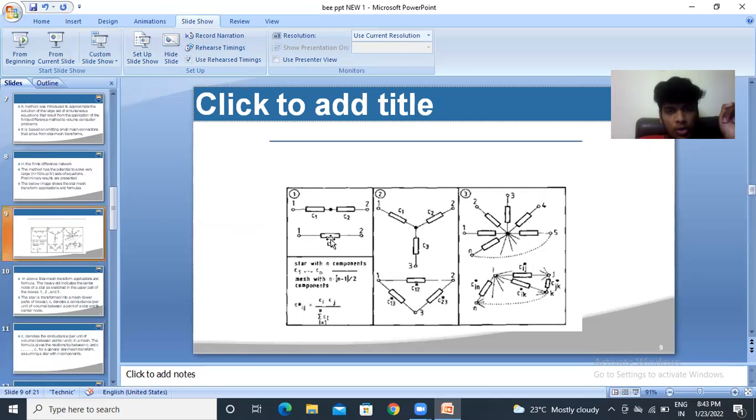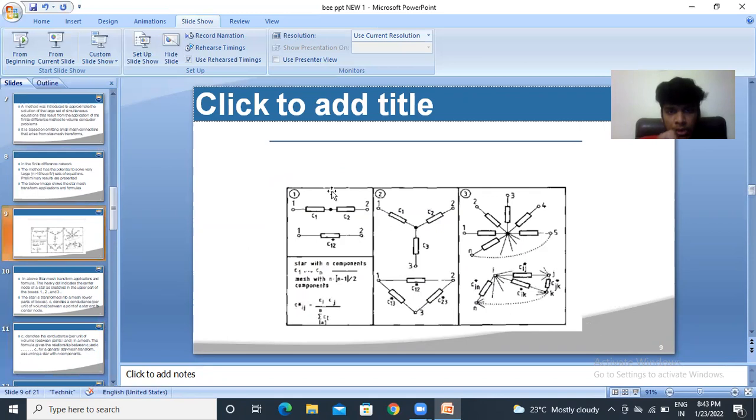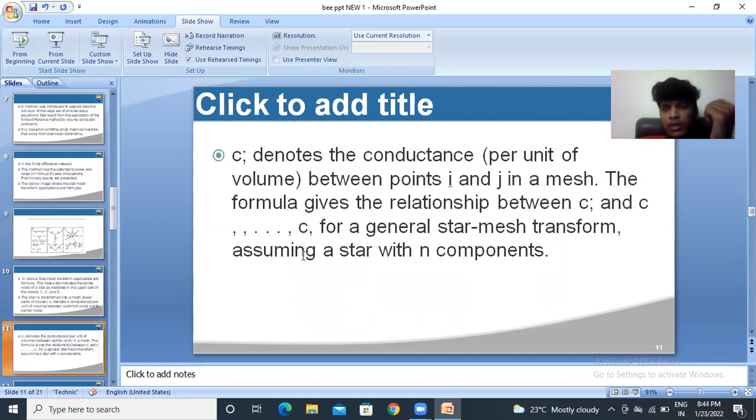Here, this C denotes the conductance per unit volume between points I and J in a mesh. See, this is the star one and this is the mesh diagram. So this is the I point, this is the J point, and this is the C, which is nothing but the conductance between I and J. I hope it's clear for you.